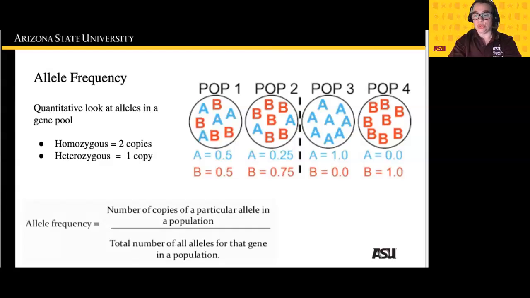In population 2, because there are 2 out of the 8 that are A and 6 out of the 8 that are B, we can see a ratio of 25% A to 75% B. We can easily discern population 3 at 100% A and population 4 at 100% B.